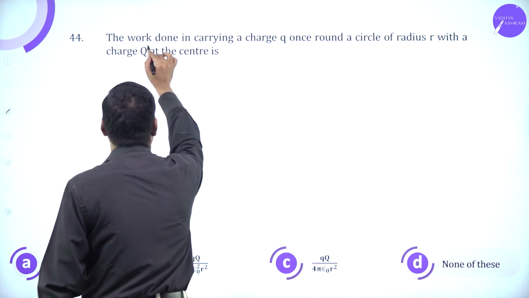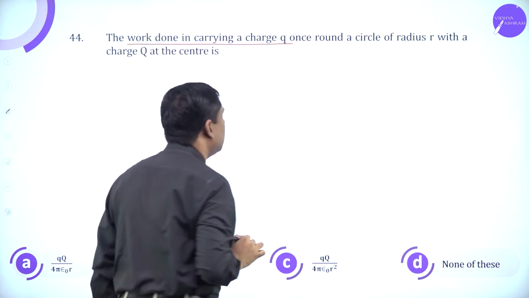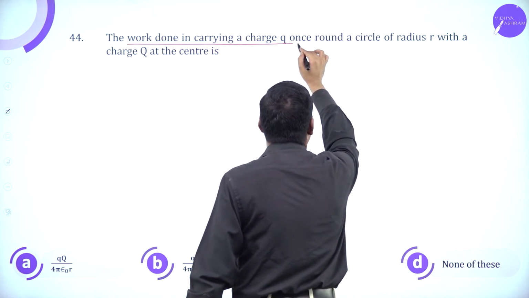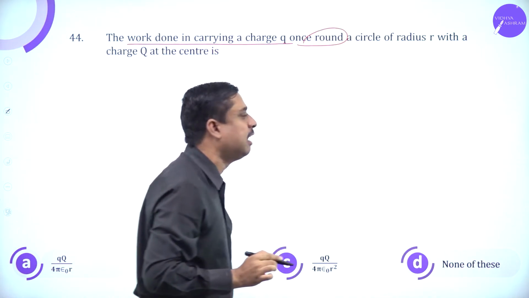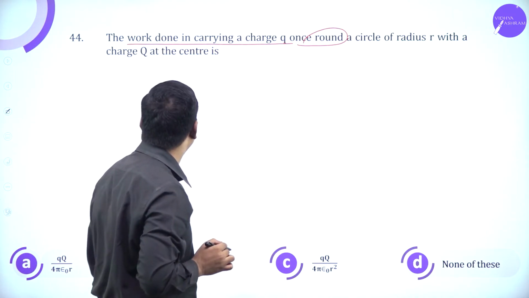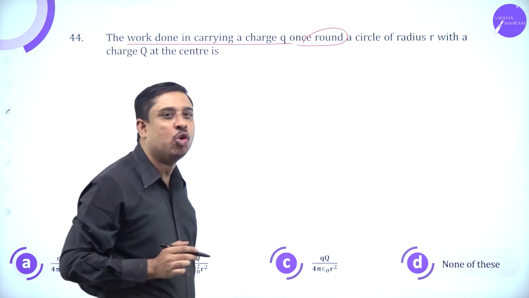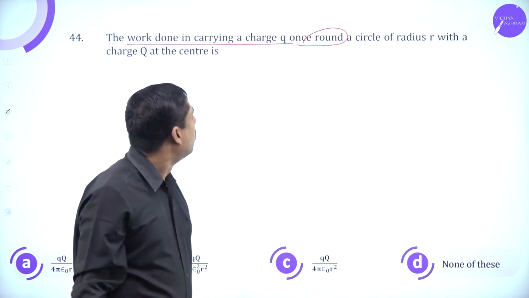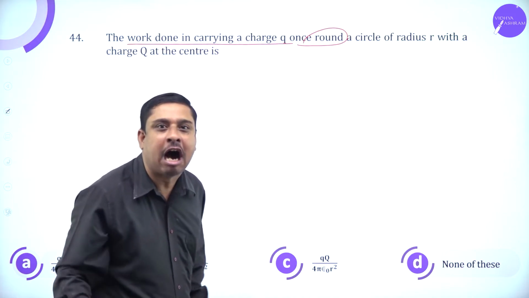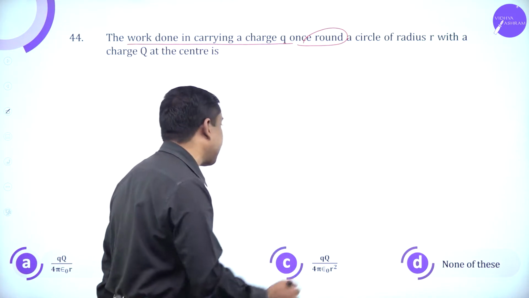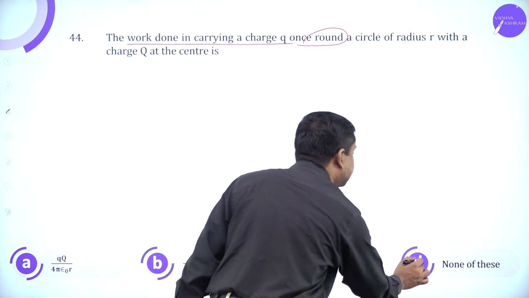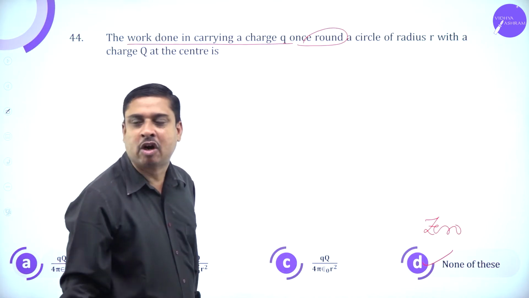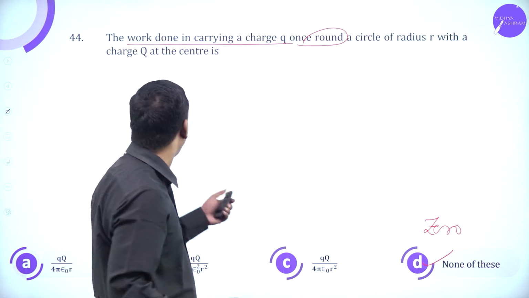Work done to move a charge Q once round a circle of radius R with charge Q at the center, equipotential surface. Work done to move a charge on an equipotential surface is 0. So the answer is none of this because it is 0.